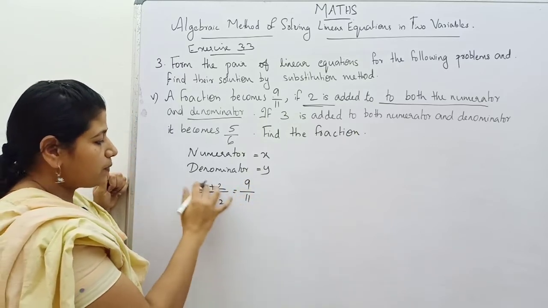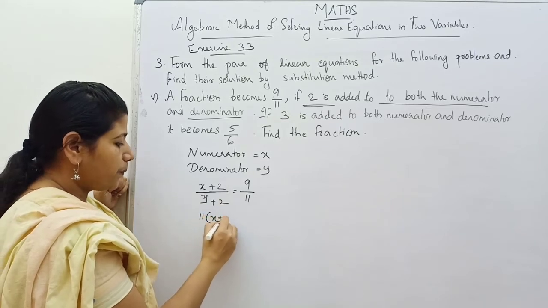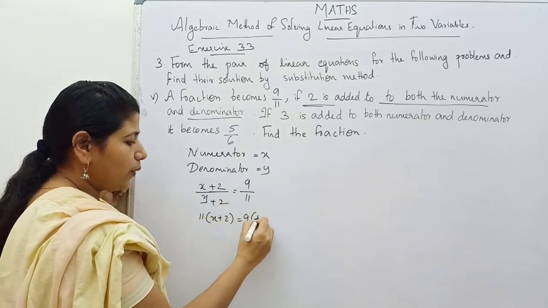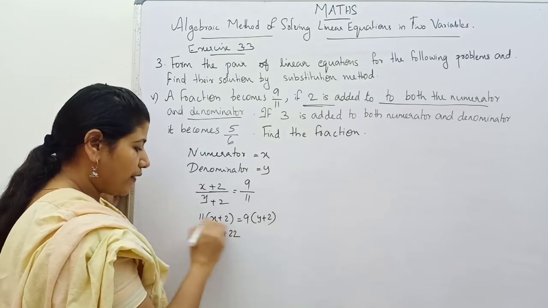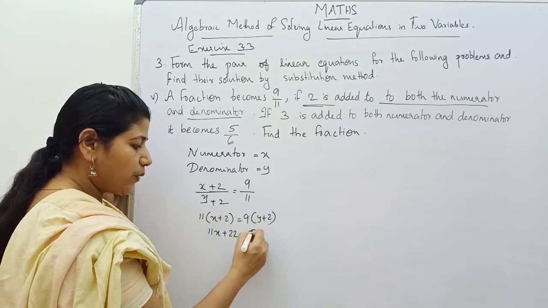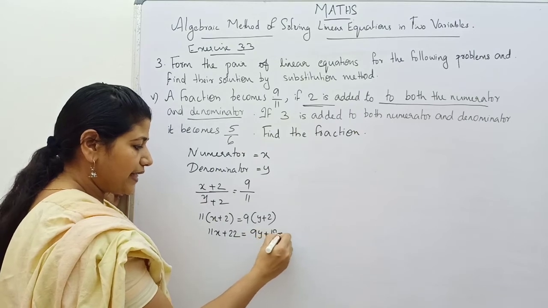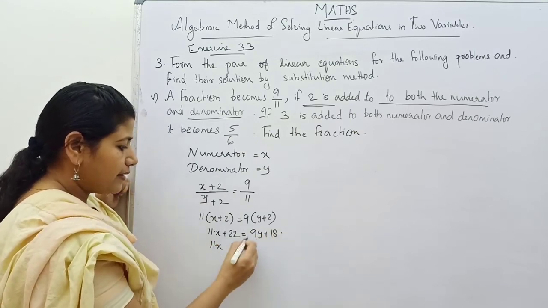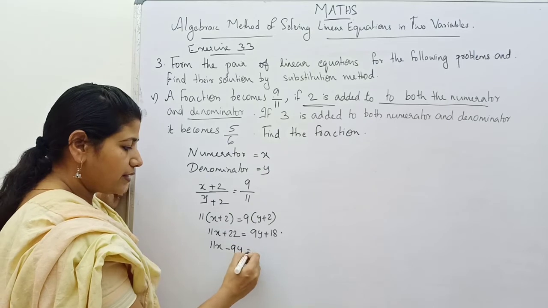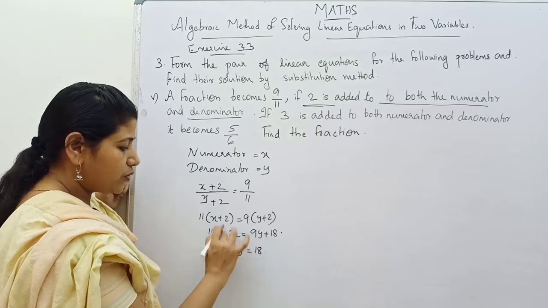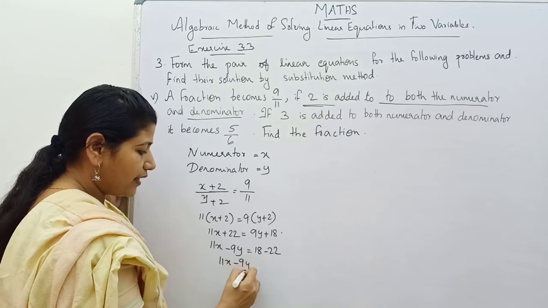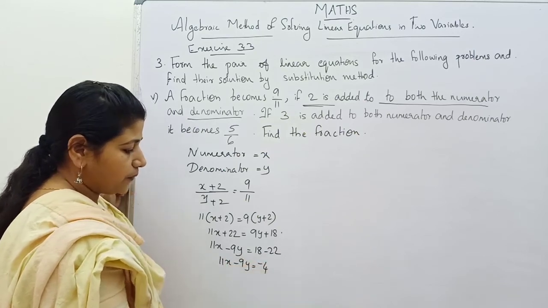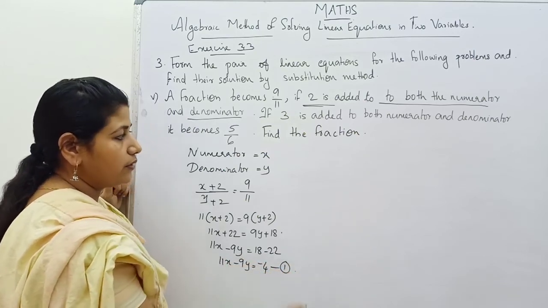Now cross multiply: 11 into x plus 2 equal to 9 into y plus 2. So you will get 11x plus 22, 11 into 2 is 22, and 9 into y is 9y plus 9 into 2 is 18. So 11x minus 9y, isn't it? Equal to 18, this 22 will be negative 22. 11x minus 9y equal to negative 4. This is your first equation.